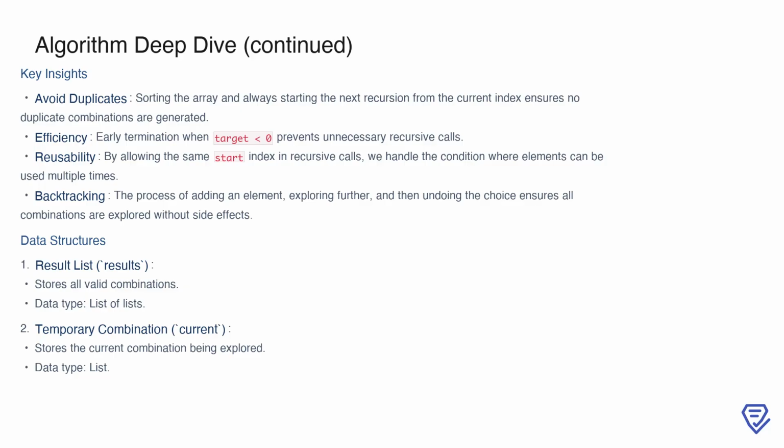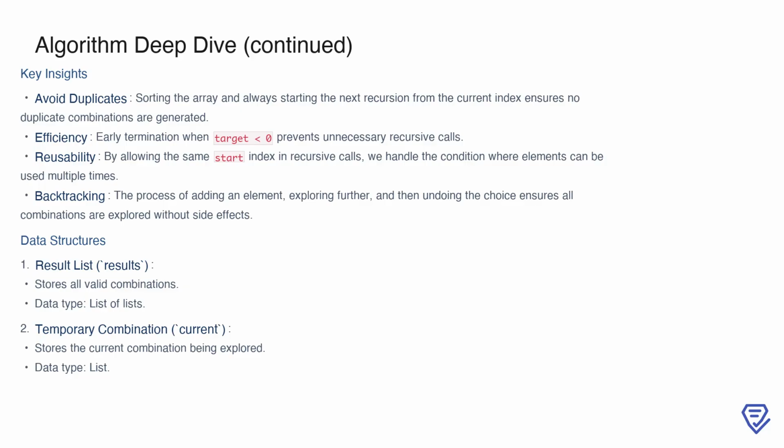Sorting the input array and always starting subsequent recursive calls from the current index ensures that duplicate combinations are avoided. Additionally, by terminating the recursion early when the target becomes negative, we prevent unnecessary computations. Allowing the same index in recursive calls is what enables us to reuse elements as many times as needed. Backtracking itself is a critical part of the algorithm, as it enables us to explore all potential combinations while systematically undoing choices to avoid side effects on future paths.